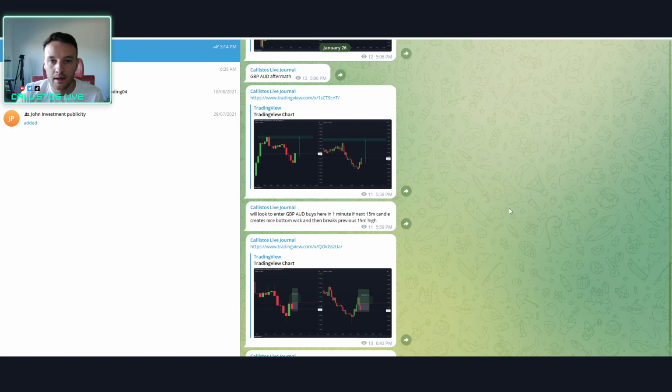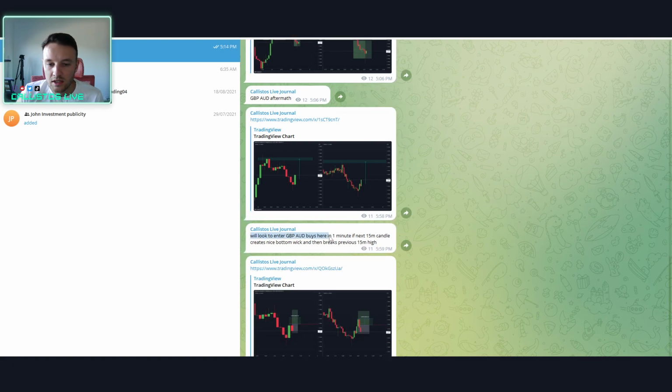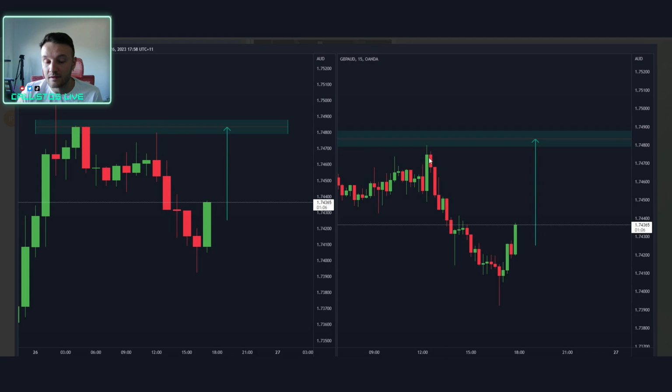So we can see here, we'll look to enter GBP AUD buys here in 1 minute if the next 15-minute candle creates a nice bottom wick and then breaks the previous 15-minute high, right? So the 1 hourly, right? This is it. You can see the move up on the left-hand side over here. We kind of retrace, right? Create a support and then price.